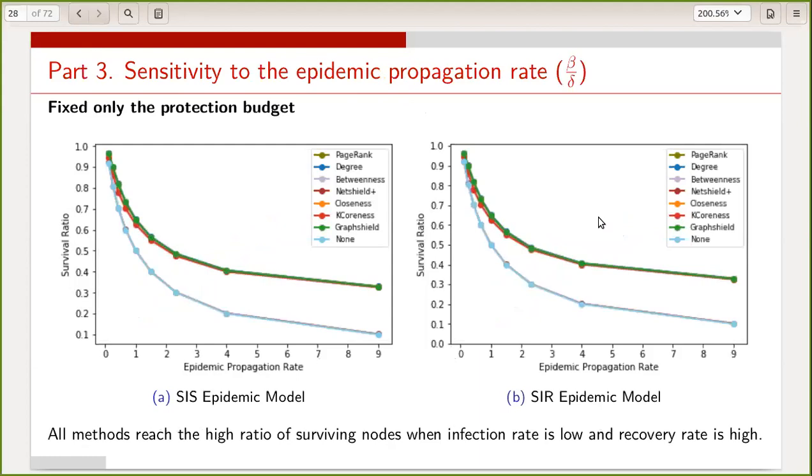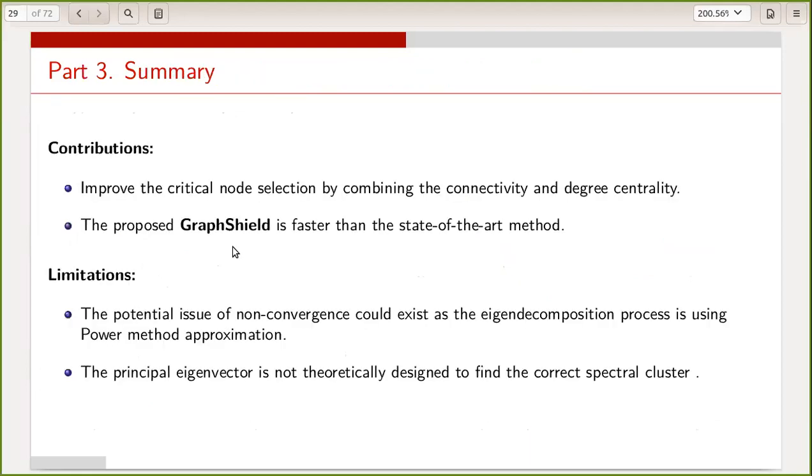And how about if we change the ratio, the infection rate over the recovery rate, the beta over the delta? We can see that all methods will reach the high ratio when the infection rate is low and the recovery rate is high. Right? And the GraphShield, our proposal, always maintains quite good performance, and in most cases we can say it can reach the best among the other ones.